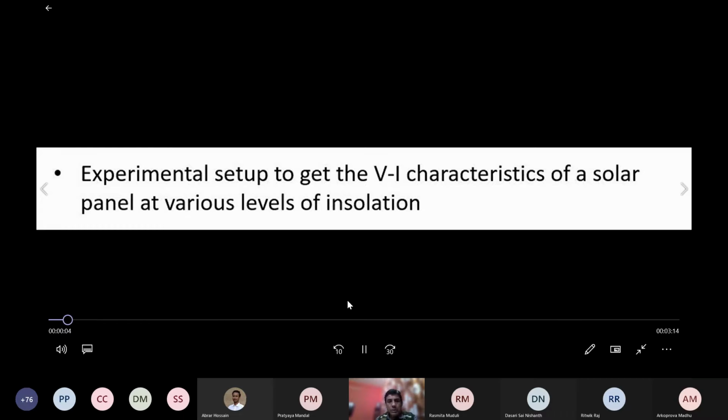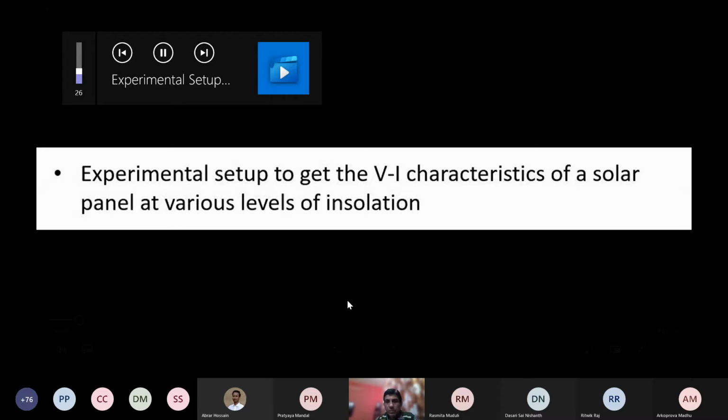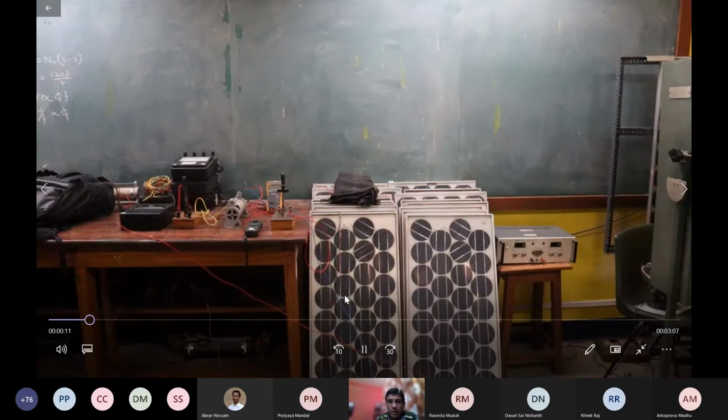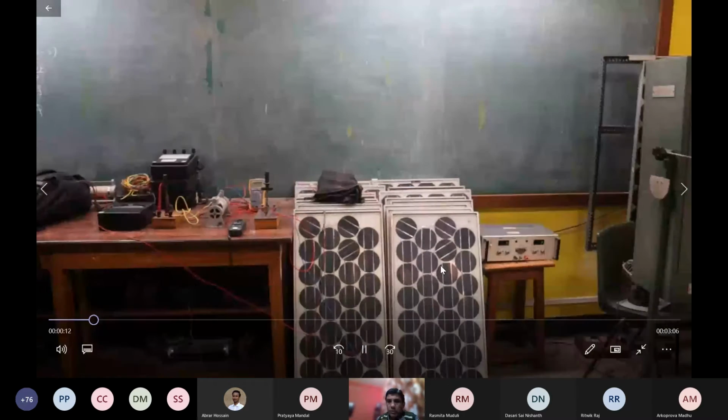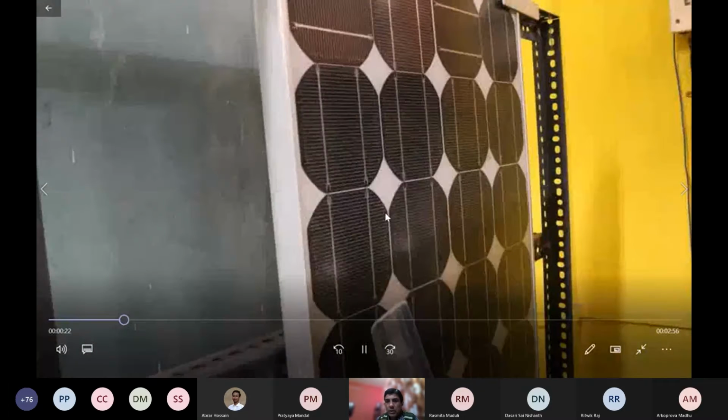So this is the experimental setup, and on it, the panel and various components. This is the panel we are going to use. Now, this panel is called here. So this panel you can see.